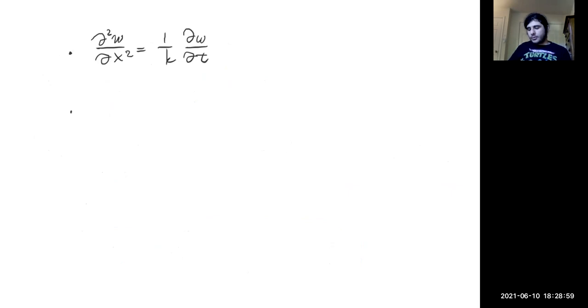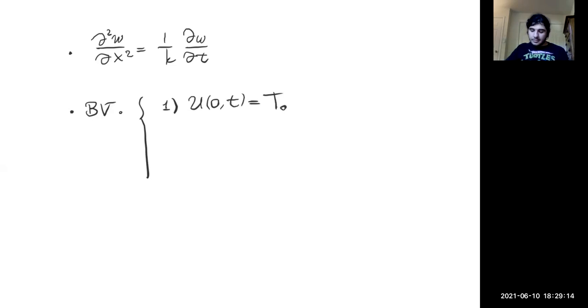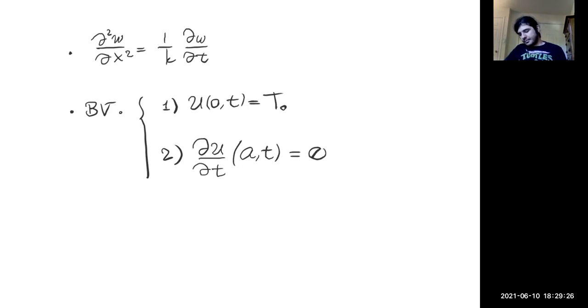Now, we should find what the boundary conditions for w are, and this is the interesting part. So one boundary condition for u was this one: u of 0 and t was equal to a constant t naught. That was part of the data. The other part of the data was that the derivative of u with respect to x at the other boundary point a, at any time t, is equal to 0. Now I want to see what the boundary conditions for w are. I should just take the limit of these boundary conditions and send t to infinity.